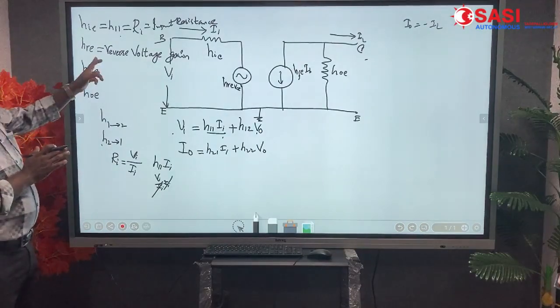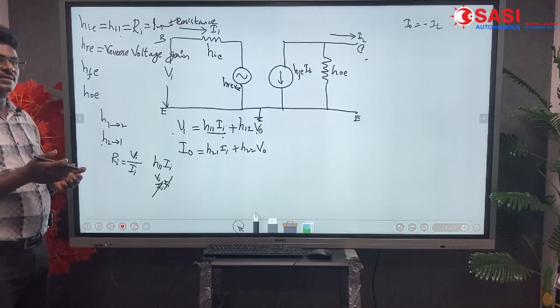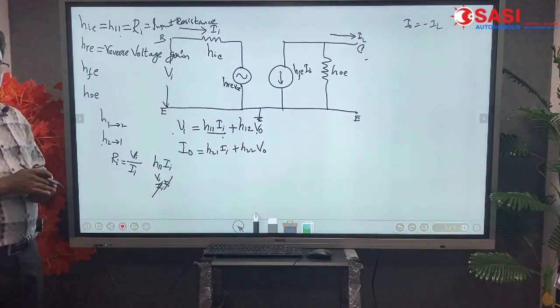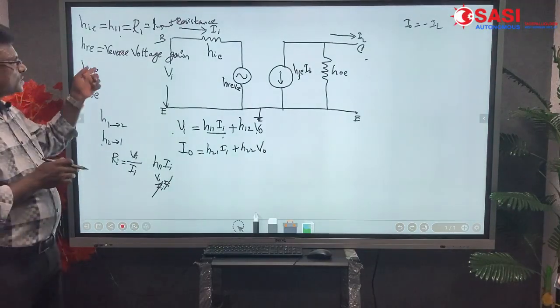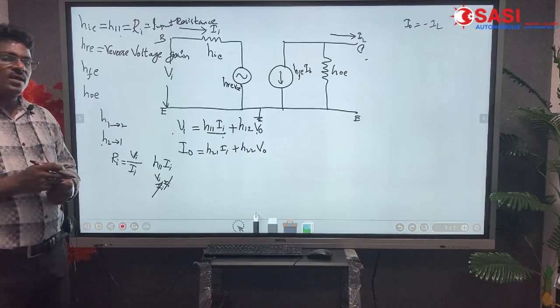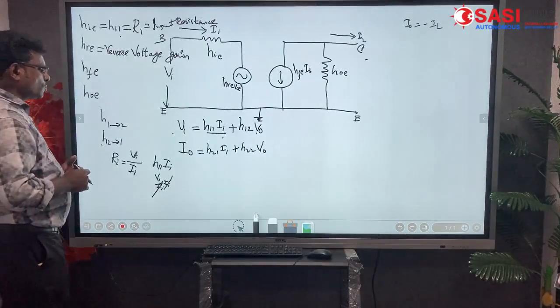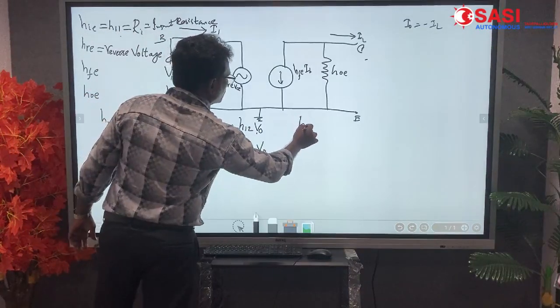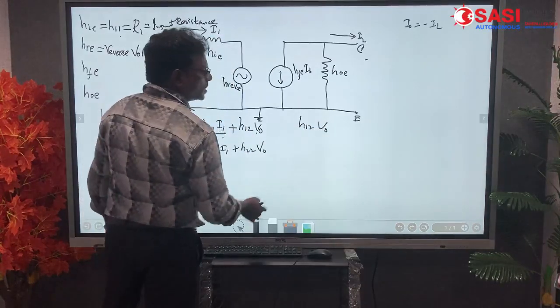This is reverse voltage gain, so the ratio is reversed: Vi by V0. Actual gain is output voltage to input voltage ratio, but reverse voltage gain is input voltage to output voltage. So this parameter H12 means reverse voltage gain.